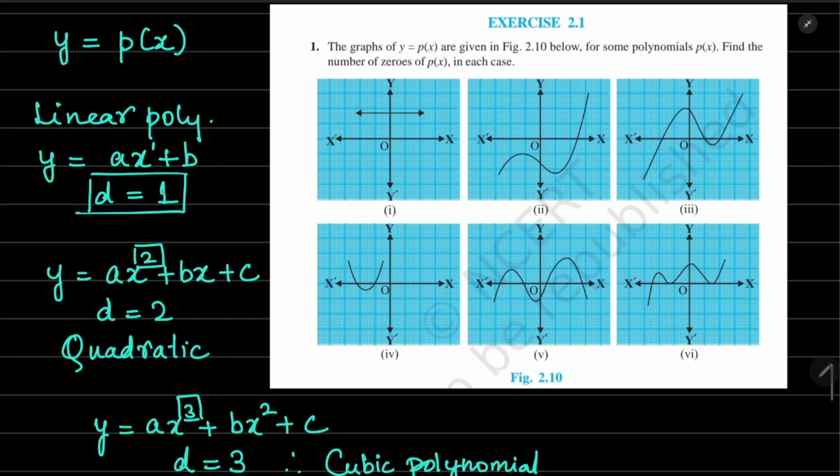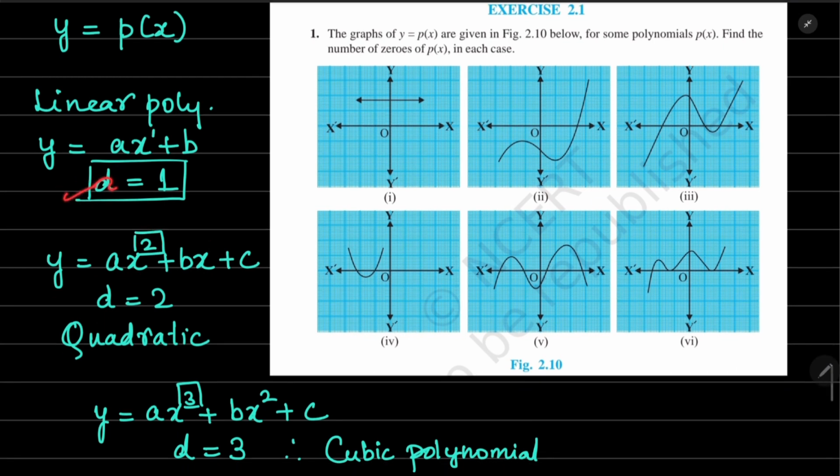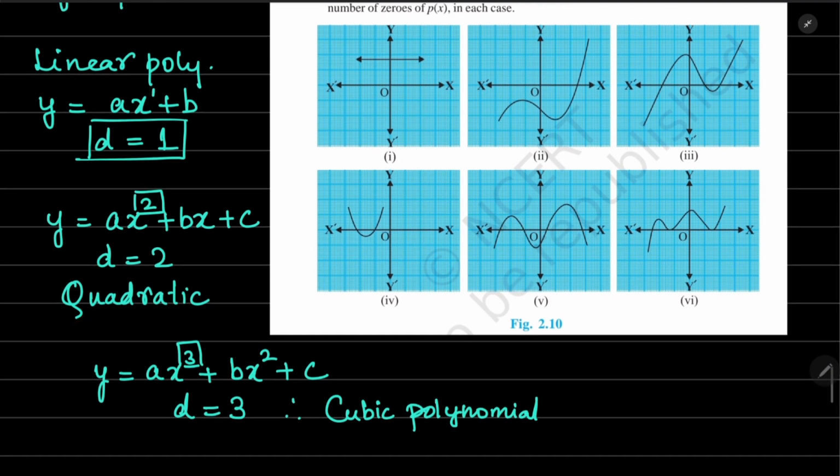So if you are given a polynomial and asked to identify the degree, just make sure you understand what is the highest power of the variable. Whatever is the highest power of the variable, that is the degree. If the degree is 1, it's a linear polynomial. If the degree is 2, it's a quadratic polynomial. And if the degree is 3, it's a cubic polynomial.